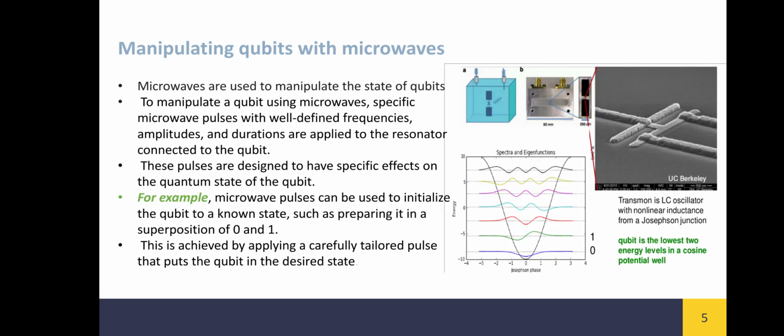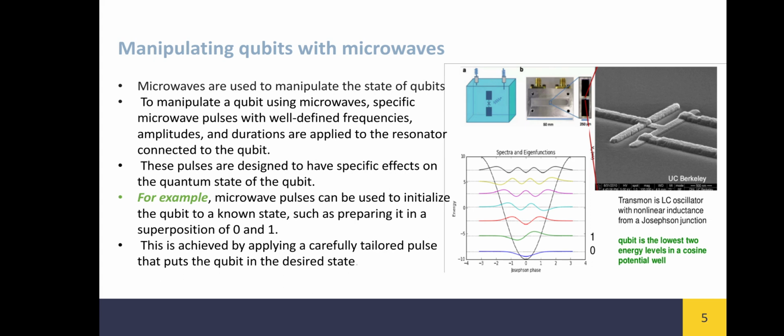So, manipulating qubits with microwaves. Microwaves are indeed used to implement and control qubits in certain quantum computing architectures, such as those based on superconducting circuits. The interaction between microwaves and qubits is achieved through carefully designed circuits that couple the qubits to microwave resonators.